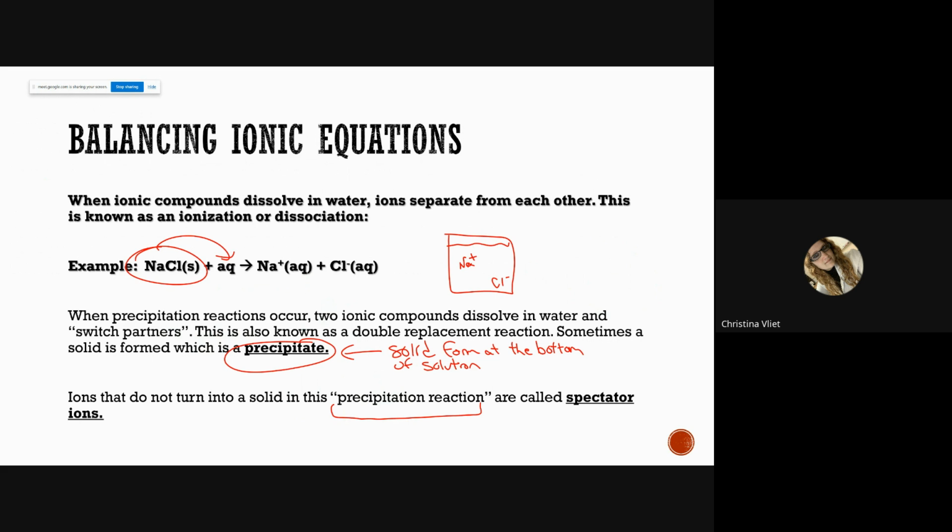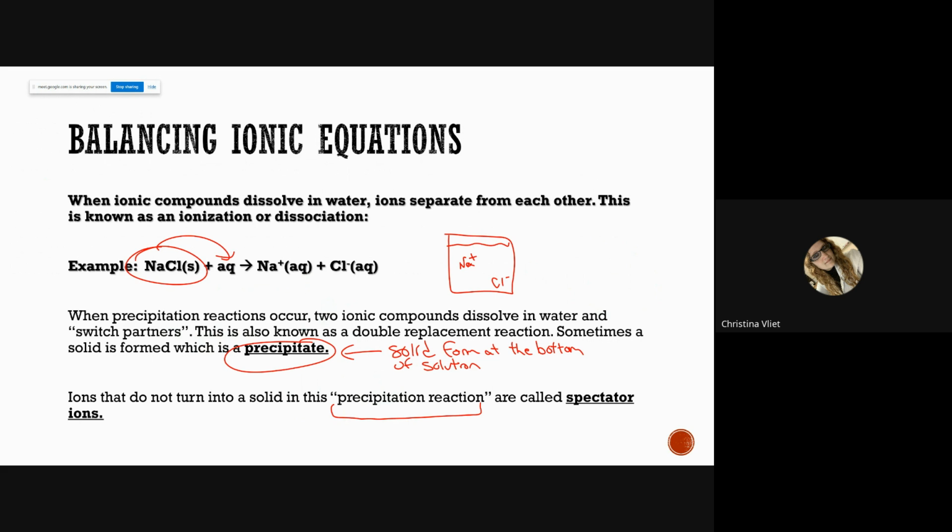Spectators are like the people on the sidelines, but they're actually not scoring. They're not hitting the bat, doing the baskets or whatever it is you do in sports, making the touchdowns. The spectators are on the side. Spectator ions actually don't participate in a chemical reaction. They're just chilling there in the solution. They're around, but they don't form the precipitate.